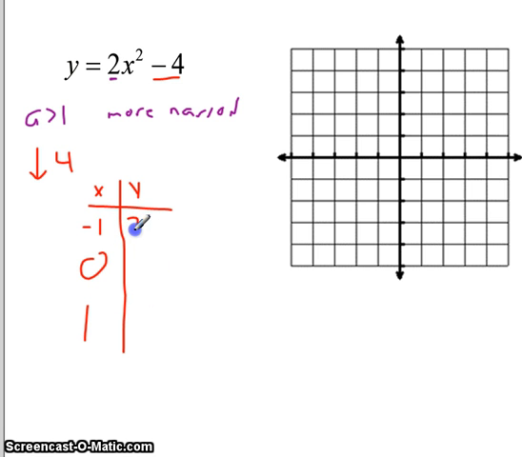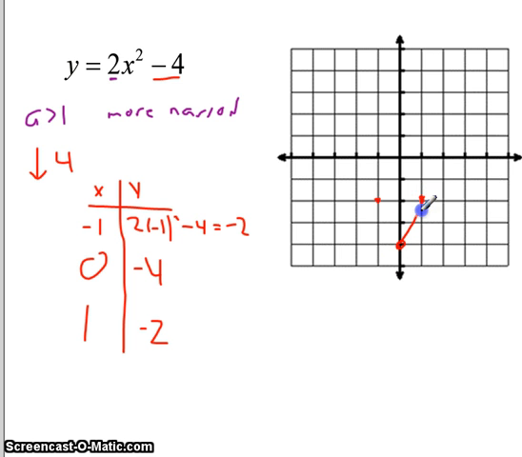So let's see. 2 times negative 1 squared minus 4. Order of operations will tell you to square the negative 1 to get 1. 1 times 2 is 2, and then minus 4 is negative 2. Let's see. 0 is pretty easy. That's going to be 2 times 0 minus 4, which is negative 4. And then 1 squared times 2 is 2, minus 4 is negative 2. So I have 3 ordered pairs. Negative 1, negative 2, 0, negative 4, and then 1, negative 2.